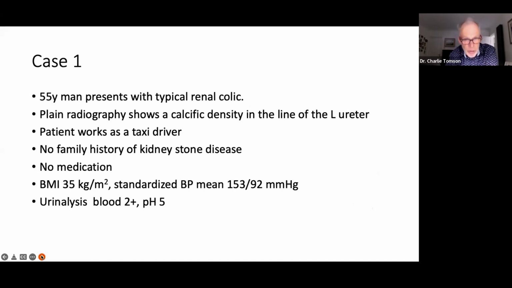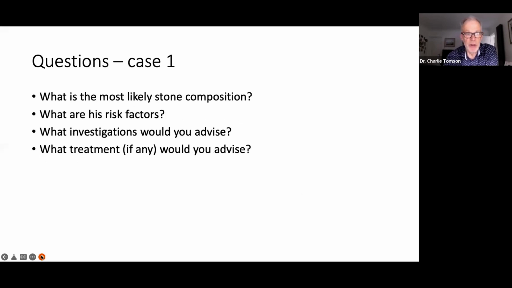So the first is a 55-year-old man who presents with typical left-sided renal colic. Plain X-ray shows a calcific density in the line of the left ureter consistent with a calcific kidney stone. The patient works as a taxi driver with no family history of stone disease. He's obese and hypertensive, and on urinalysis there's blood 2+ and a pH of 5. I'd like you to put into the chat box, which I can't see because of the way I'm screen sharing, what's the most likely stone composition, what are his risk factors, what investigations, and what treatment, if any, you would advise.